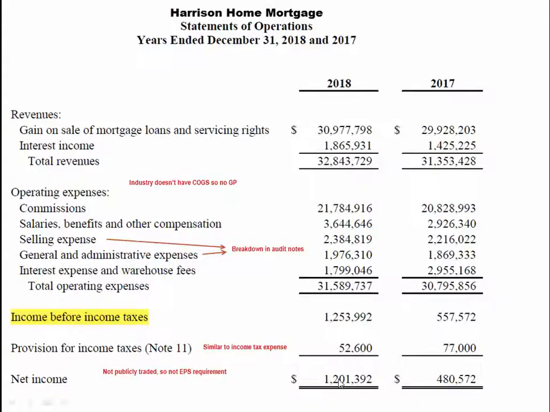Then net income. So we don't have an EPS requirement. Earnings per share, which you're going to do in your homework assignment, is mandated for public companies only. So this is a good example of what happens in real life. Non-public company, we don't have an earnings per share requirement. But from our example, we do know how to calculate it if we had to.